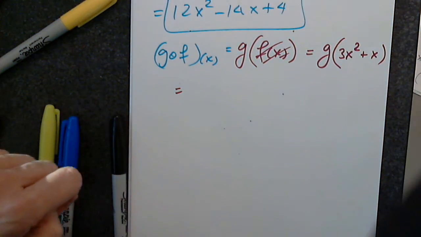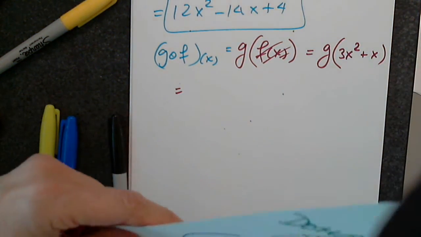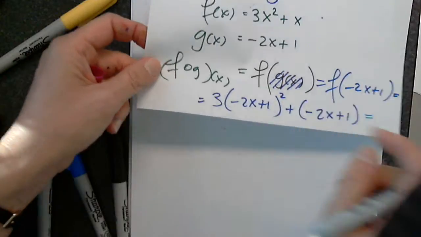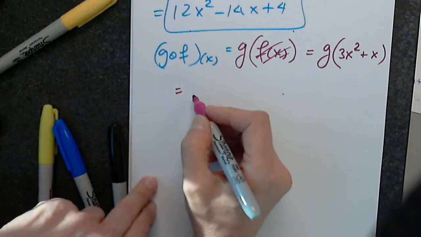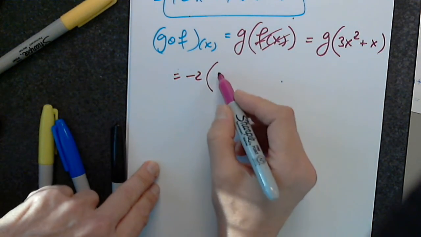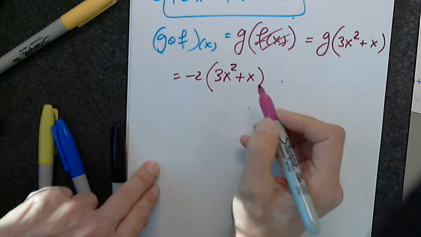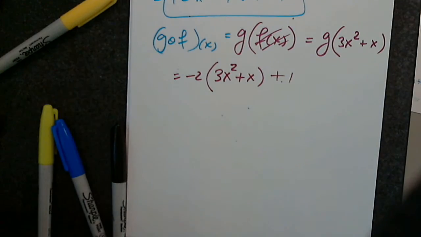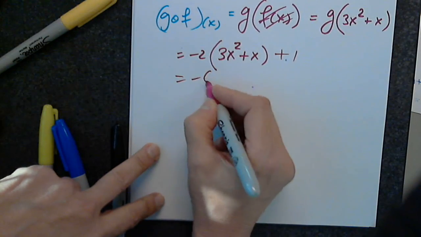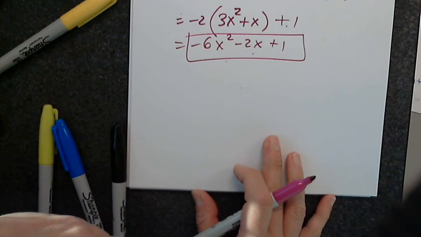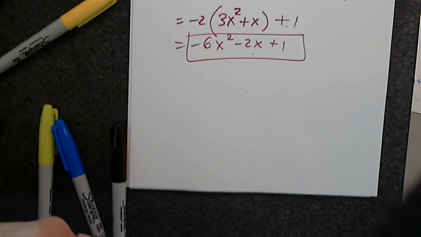Now I have to look at g, and I have to perform the operations that g is requiring. G requires negative 2 times whatever plus 1. So, negative 2 times 3x squared plus x, plus 1. That's it. So now, by the order of operations, I can continue by distributing. So this is negative 6x squared minus 2x plus 1, and this is done.